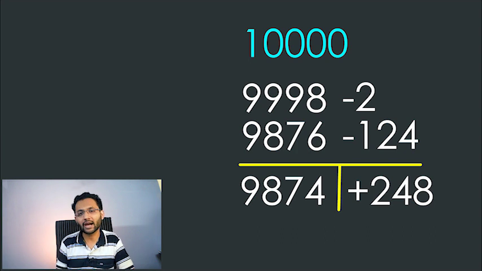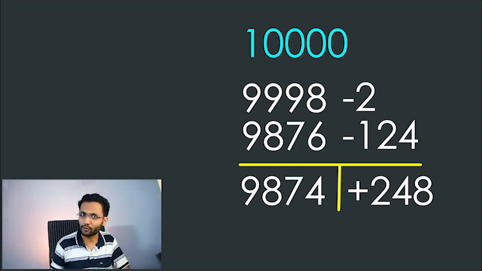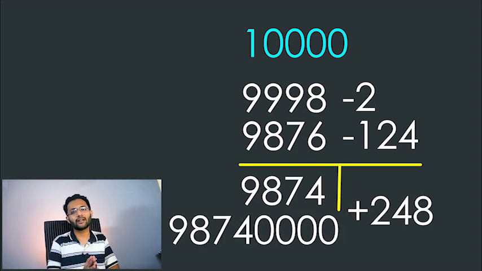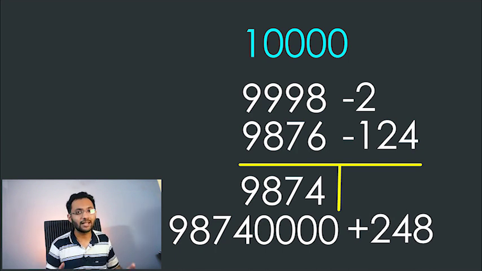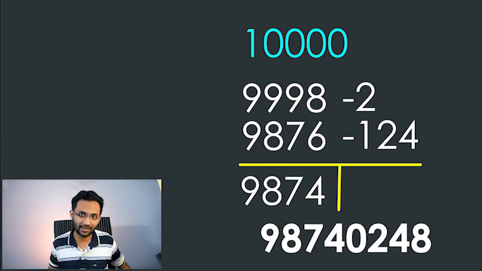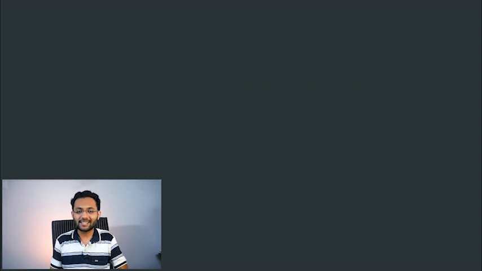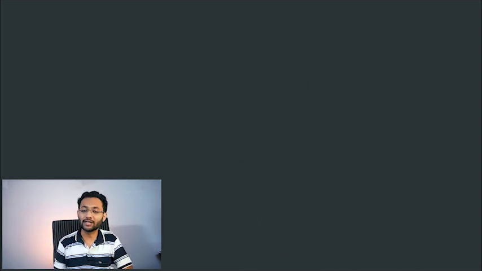10,000 multiplied by 9874 and add 248. So 98740248 is the answer of this multiplication. And this is how you multiply when two numbers are very close to the base. Let's take one more example. Slightly different, but the method is same.